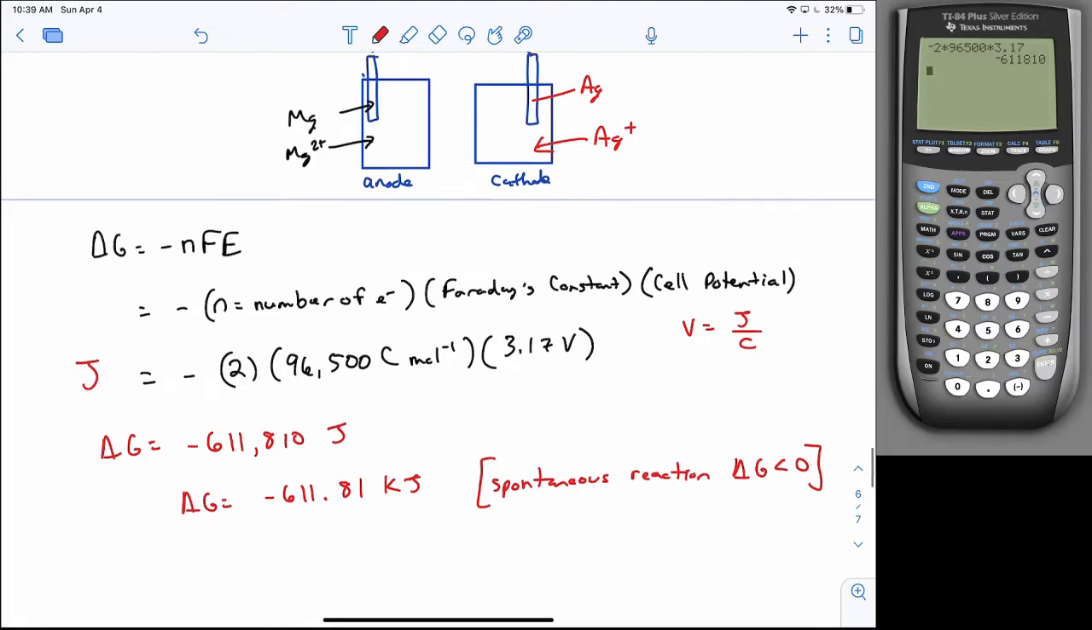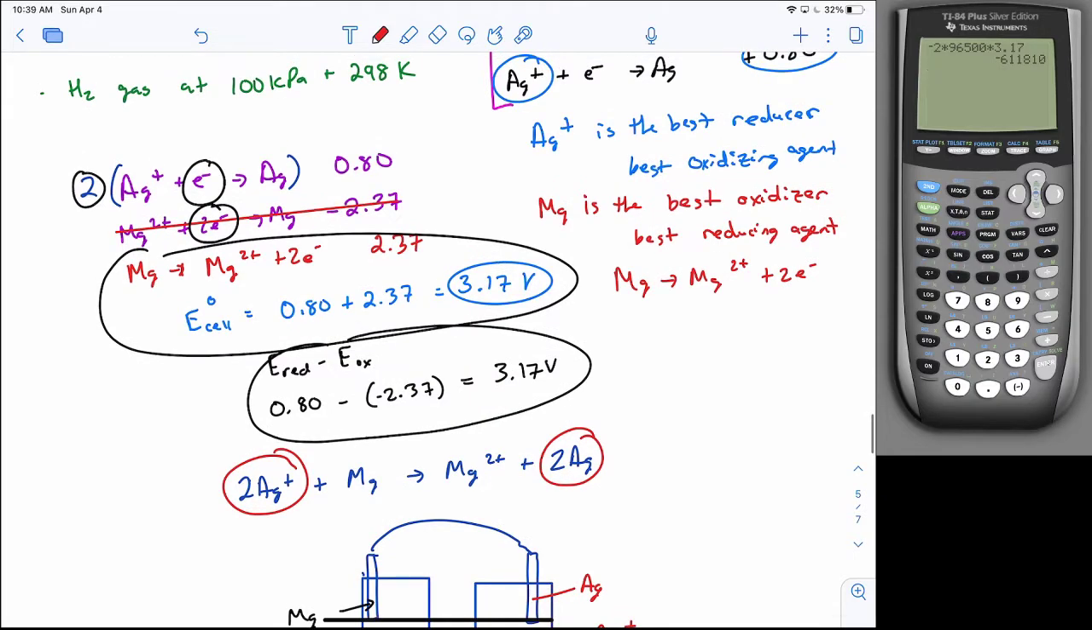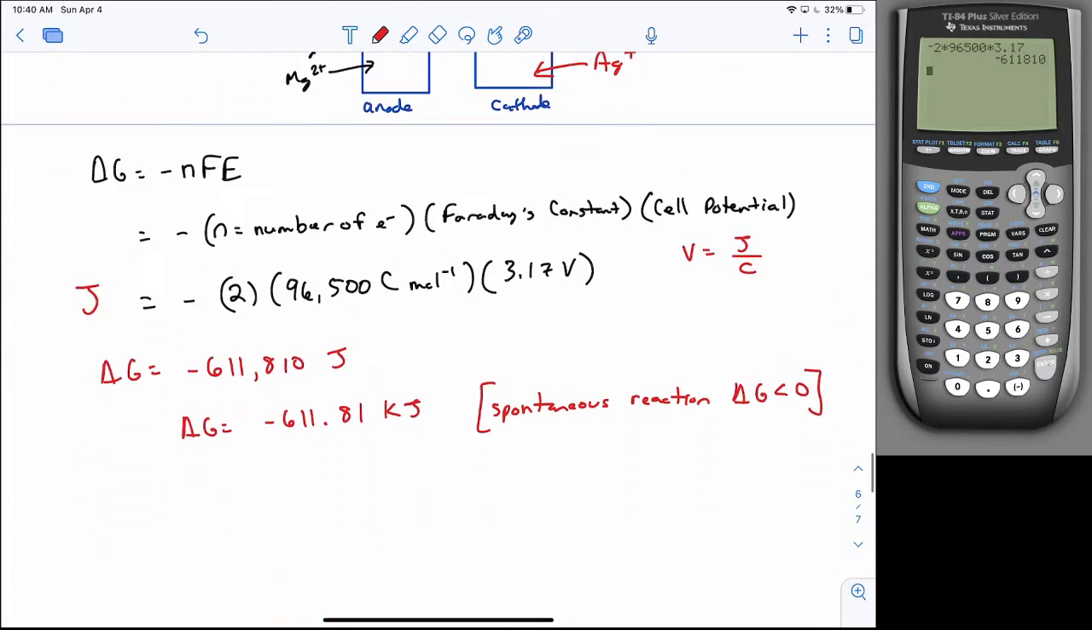Sure. The 2 is from when we balanced the silver and the Mg reactions to cancel out the electrons. We had to multiply the first reaction by 2 so that we canceled out the 2 electrons. Those 2 electrons that get canceled out become the value of N in this reaction. So when you're combining the half reactions, whatever number of electrons you got rid of when you combine them together becomes your N. In this case, it's 2 because we had to double the Ag reaction.